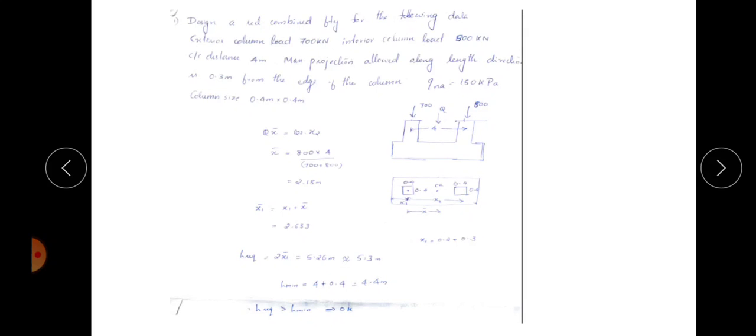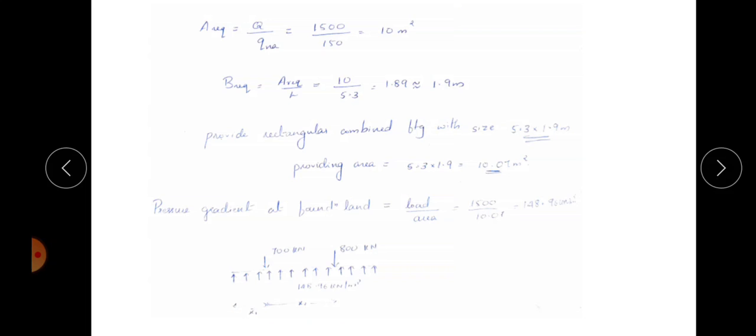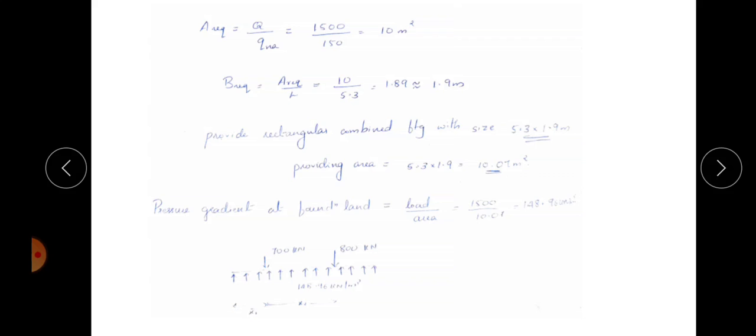And the next step, we have to calculate the area. So area is equal to total load Q by q net allowable, that is total load Q means Q1 plus Q2, that is 700 plus 800, divided by q net allowable, which is given as 150. So 1500 by 150, that is 10 meter square is the area. So B we can calculate by dividing area by length. So 10 by 5.3, that is 1.89, approximately 1.9 meter is B. So this is the dimension. We have obtained length as 5.3 meter and width as 1.9 meter. So this is the design.